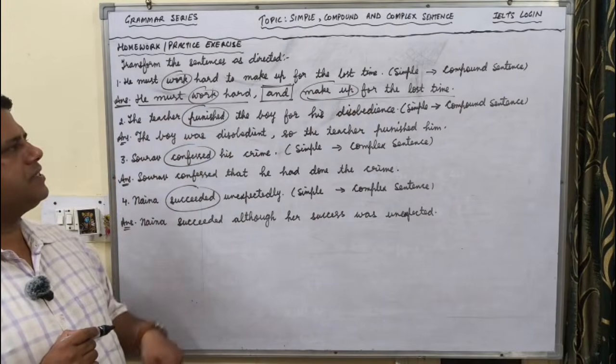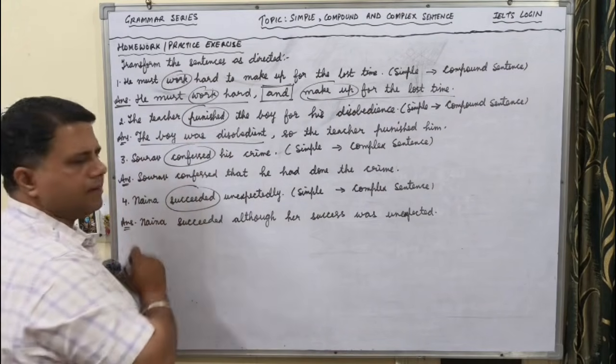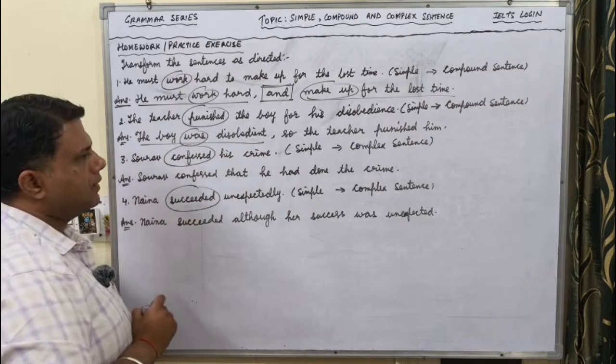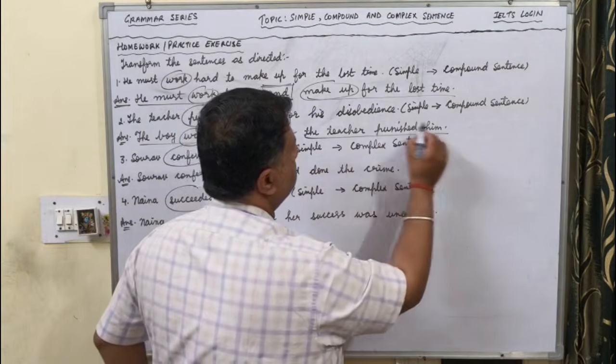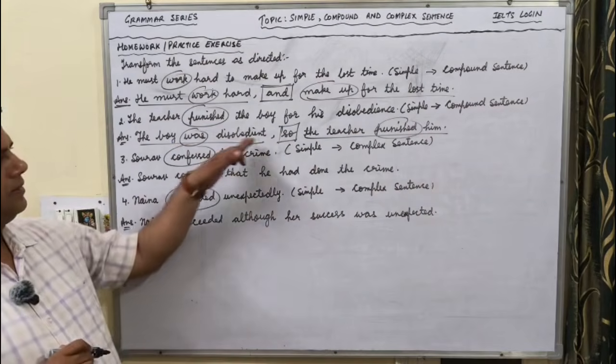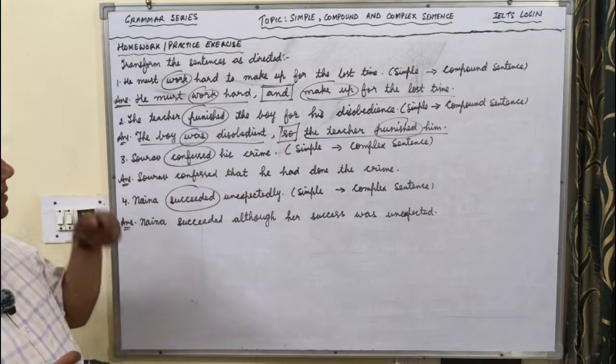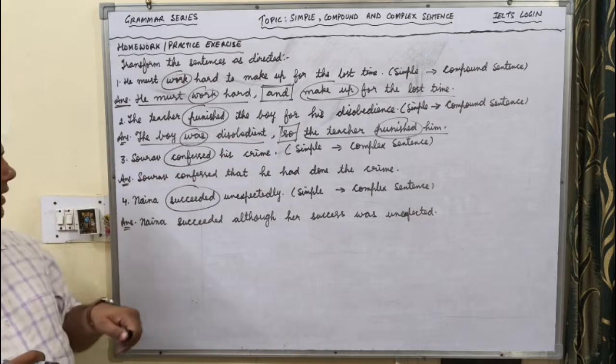So the teacher punished the boy for his disobedience. The boy was disobedient, so the teacher punished him. Was is a tense element, punished is tense. So is coordinating conjunction. So this is a compound sentence.